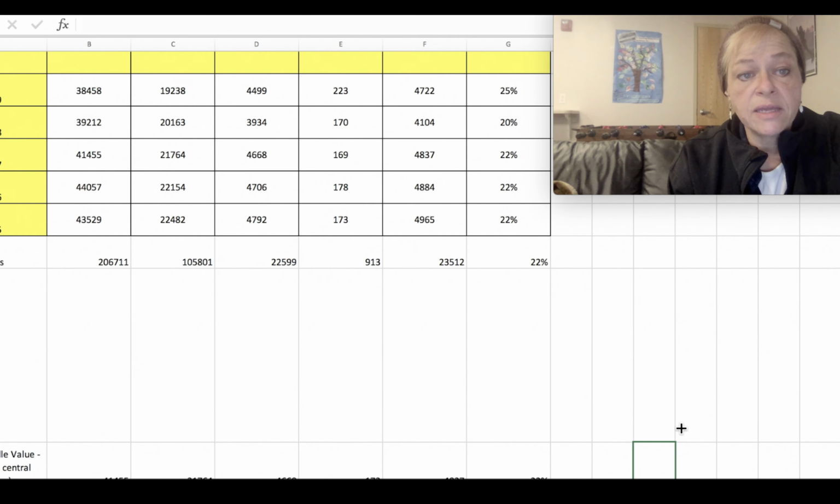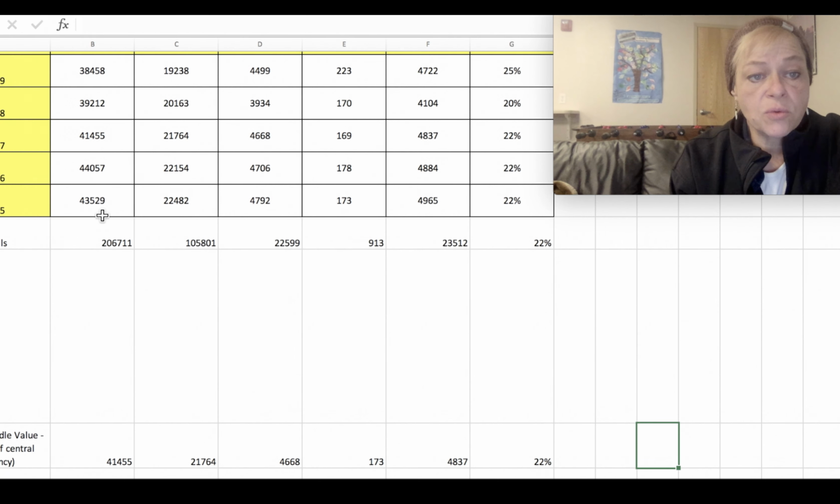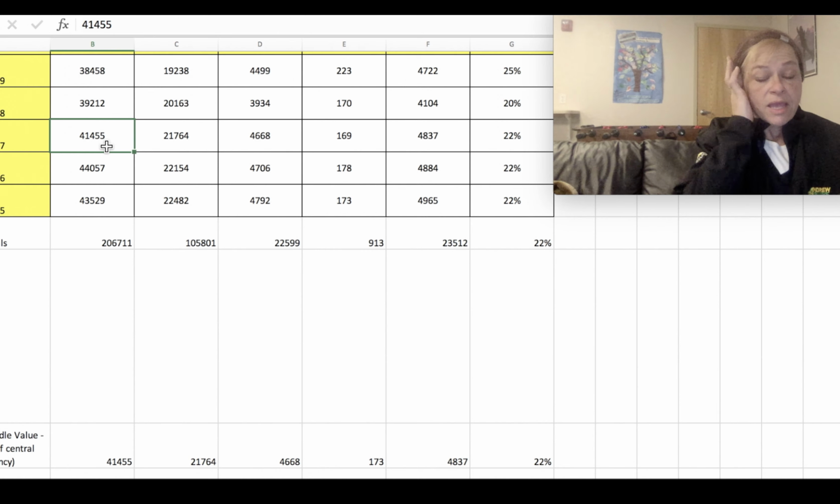So in order to do that, we would put these numbers in numerical order, and then we would figure out which one was in the middle. Luckily today, we have 5 numbers, which is an odd number, which means our middle value will be right smack dab in the center. And if these were in numerical order, or in order of the value from least to greatest, let's see, this number right here, 41,455, would be our middle value.